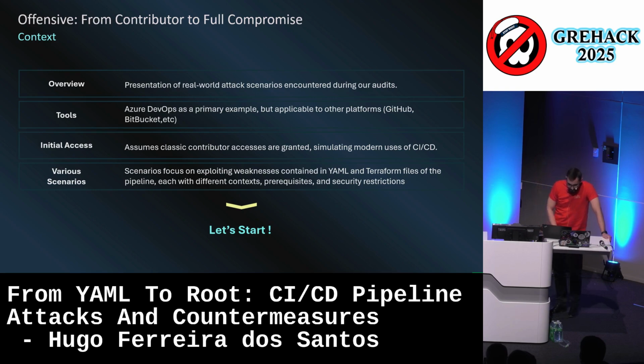Also, in terms of access, we will assume that we have a classic contributor access. So the idea is they give you the repository, and you are able to modify the repository and to launch a pipeline. But we'll see it in a little more detail after. And in terms of scenarios, we will focus on weaknesses in the YAML configuration file. The YAML configuration file is the file used to describe the steps that the pipeline must go through. And also Terraform files.